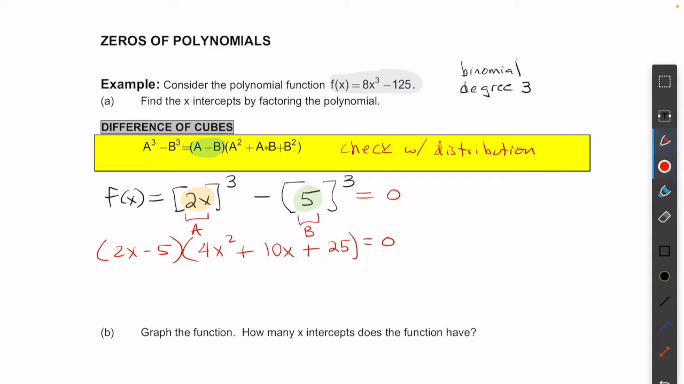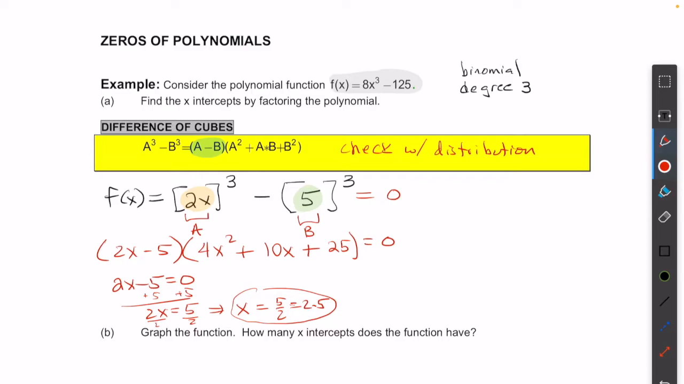Then, taking your factors equal to 0, well, the first one's pretty easy because all I have to do is add the 5 over and divide both sides by 2, and I'm getting x equals 5 halves, or 2.5, as one of our x-intercepts or zeros.